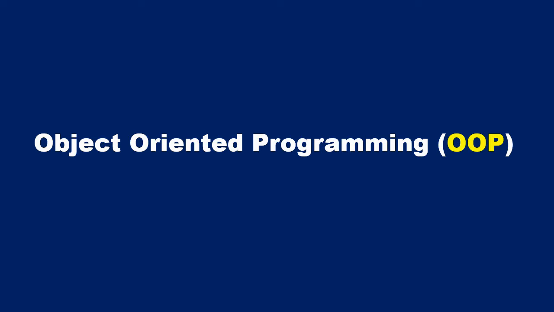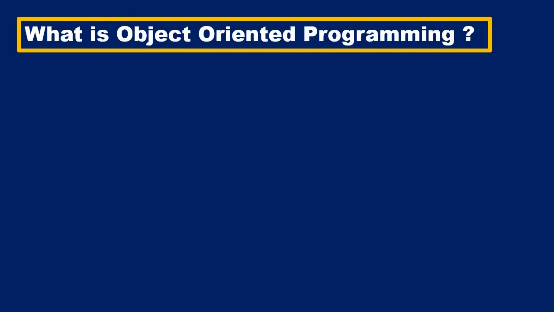Object-oriented programming is a very important concept in programming in general. Python and some other programming languages adopt object-oriented programming, which is also called OOP for short. What is object-oriented programming?